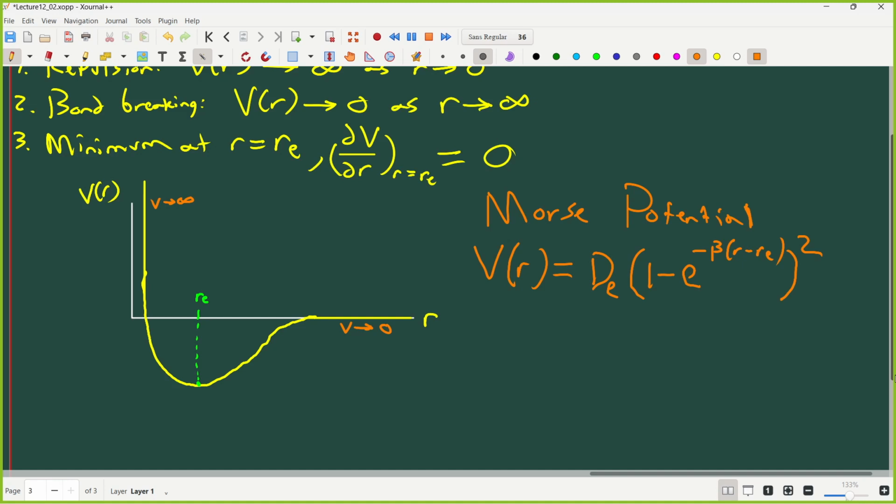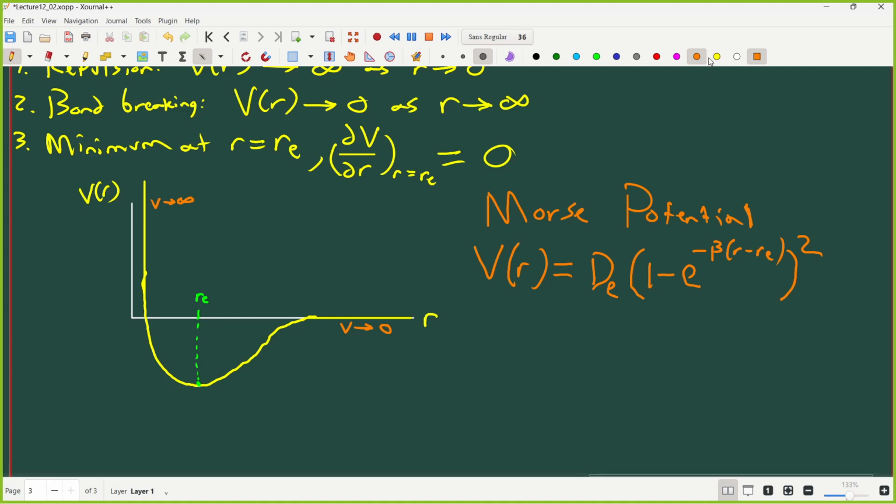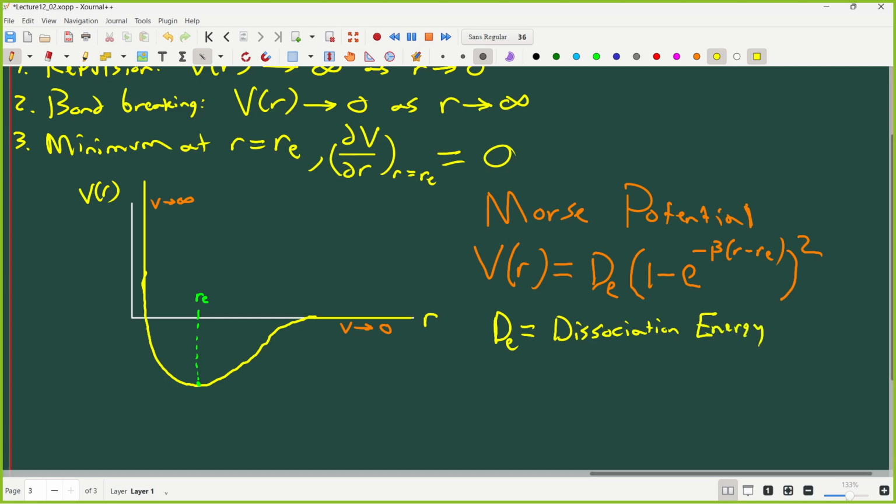And what is D sub e and beta? Well, D sub e is what's called the dissociation energy. It's really easy to calculate from your plot. It's the distance in energy between the minimum of your potential and the dissociation limit, where V equals 0.